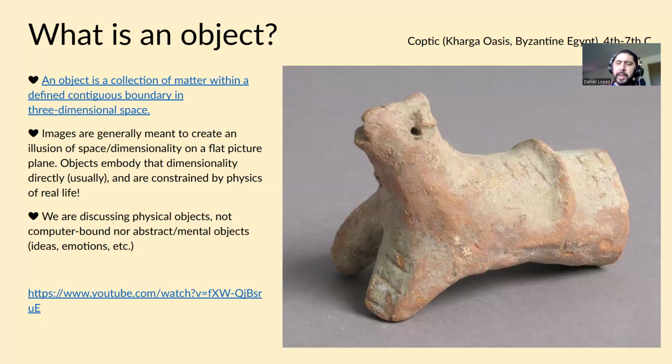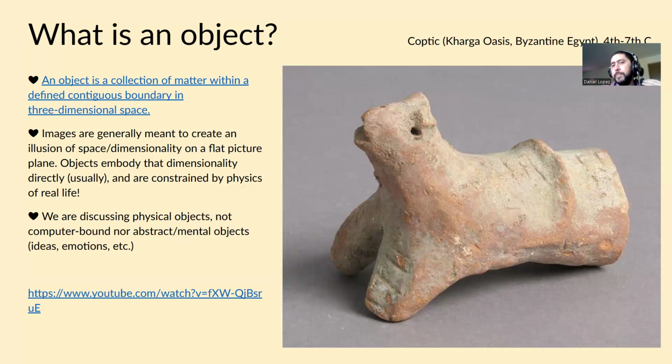And so an object is different from an image, because an image is meant to create an illusion of space or dimensionality on the flat picture plane. Mostly, because you can draw on sculptures and stuff like that, but we're considering flat picture planes right now for simplicity. So objects embody that dimension directly most of the time. Like this is supposed to be an animal of some sort, right? Maybe a cow. And it's not a drawing of it. It's meant to depict the space, the volume of it, right? It has the embodiment of it. It has an objectness to it, right?